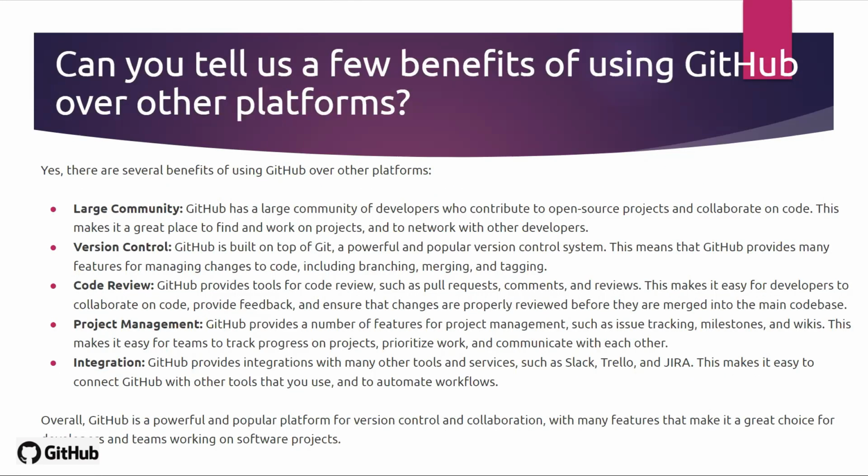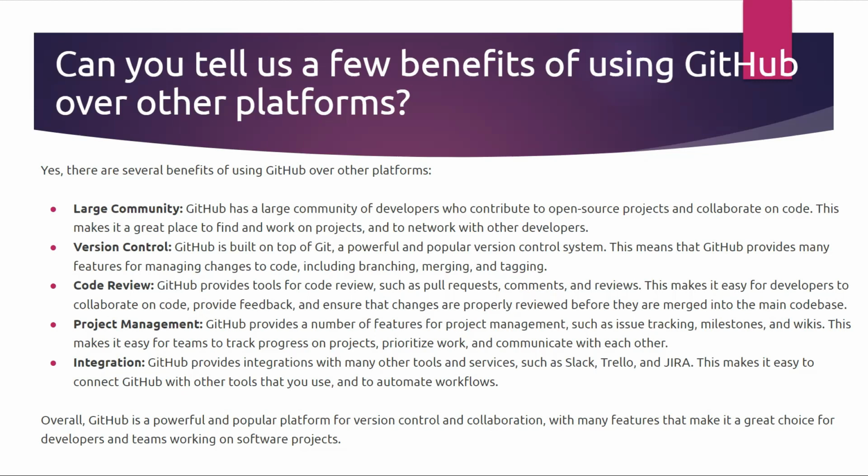Now, can you tell me a few benefits of using GitHub over other platforms? There are several benefits of using GitHub over other platforms. The points are like: it has a great large community, where basically it's open source projects, so everyone can come and collaborate with each other. So it makes a big community. Version control: GitHub is built on top of Git, a popular and powerful version control system. This means that GitHub provides many features for managing code, including branch, merge, and tagging. Code reviews.